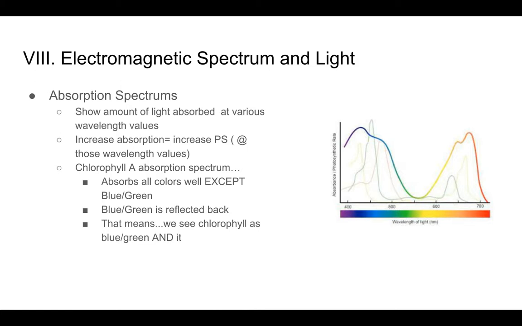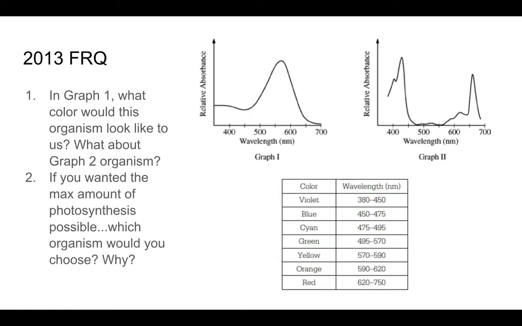So here's an example, and this is where we're going to end. This was a 2013 FRQ, not the questions over here, but this data and graph was given to you. So we're actually going to look at that FRQ in class. So I don't want to spoil the whole FRQ, but I do want you to see what we're looking at. So here's graph 1, which is an absorption spectrum. And it looks like in graph 1, we see a peak right around here of absorption.